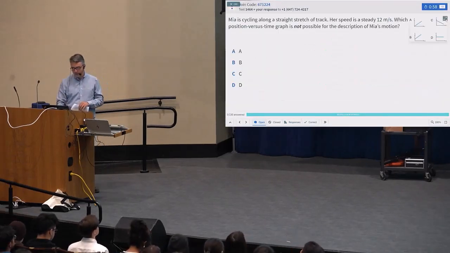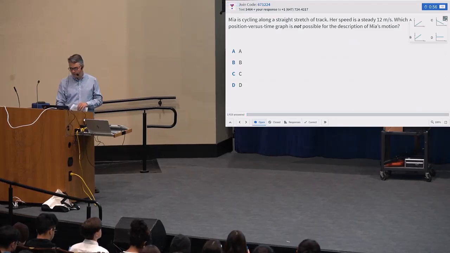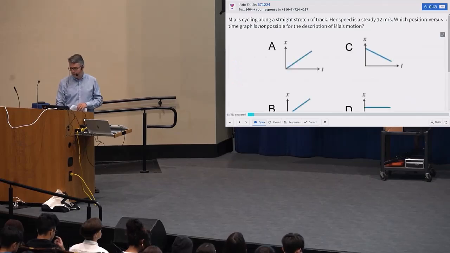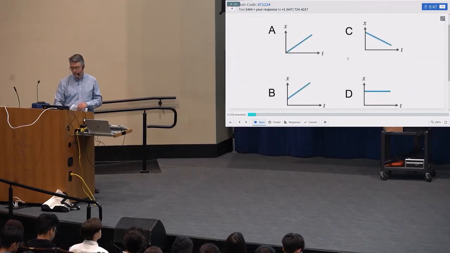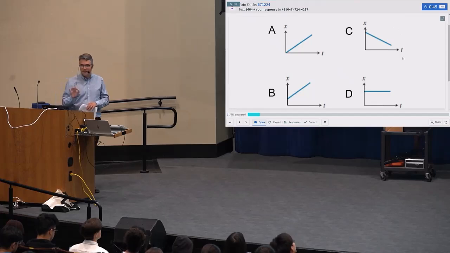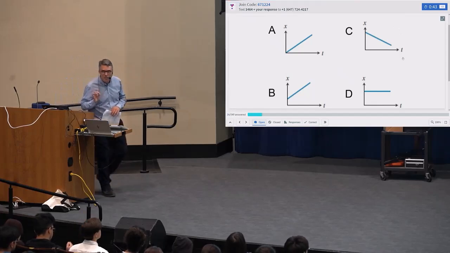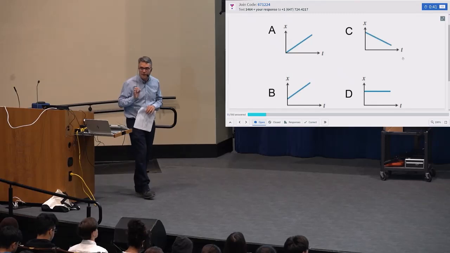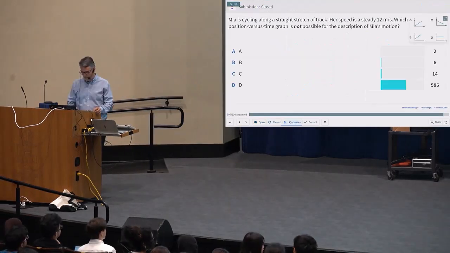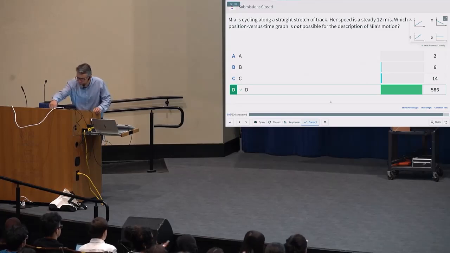So Mia is cycling along a straight stretch of track. Her speed is a steady 12 meters per second. Those are the facts that you know. And it's asking which of these is not a possible position versus time graph for Mia? Survey says, a lot of people are saying D, which is what I liked as well.